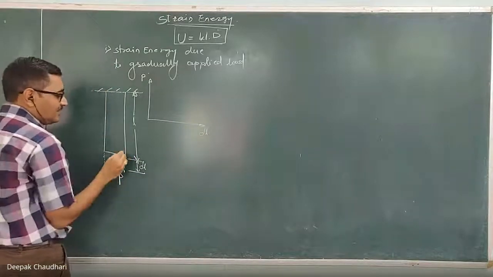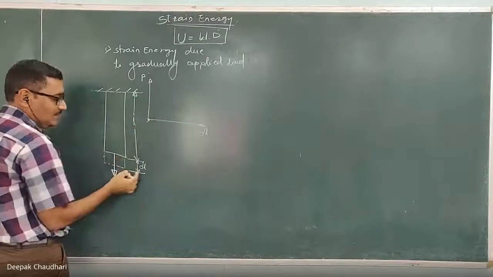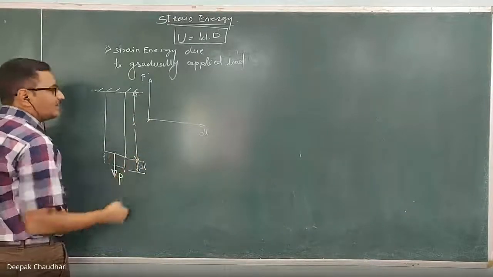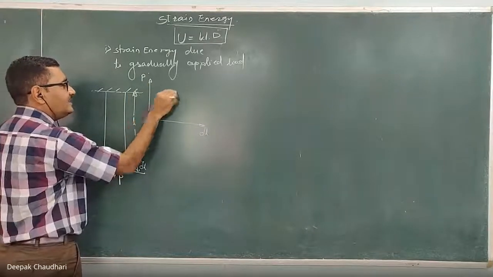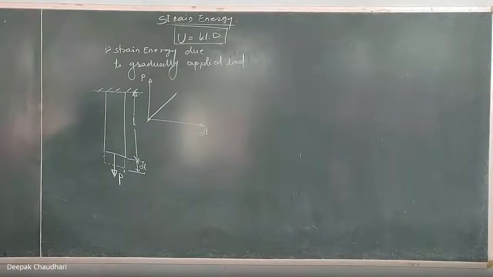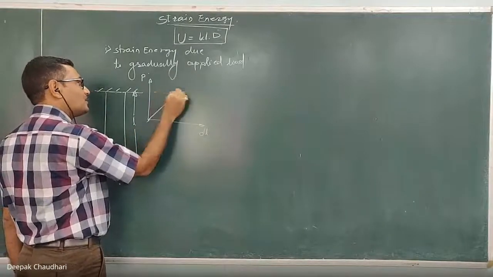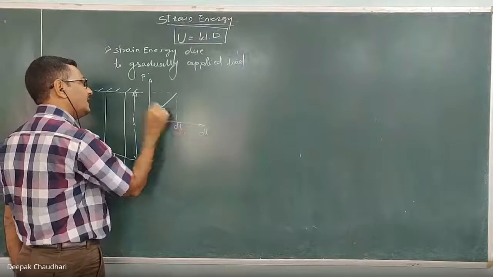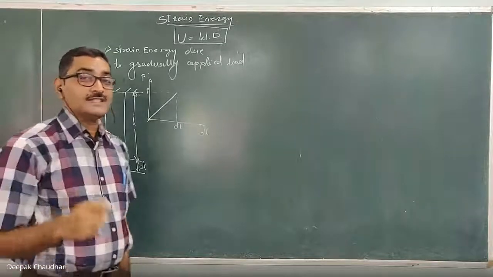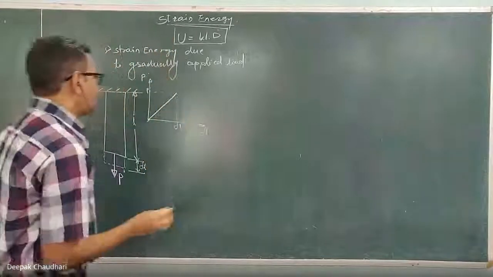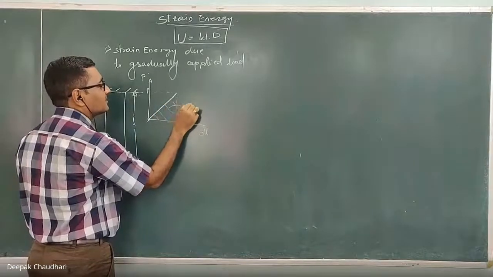Now here, when P is 0, the deformation is 0, and the load increases gradually, and according to the load, there is a deformation. So if I plot the graph of P versus delta L, it is a linear graph. When the force P is there, the deformation is delta L. Whenever we plot the graph of force versus deformation, remember this thing: the area under this graph gives you the work done.